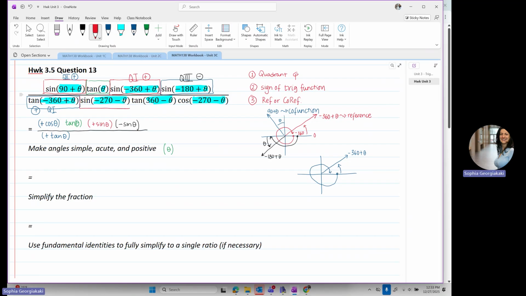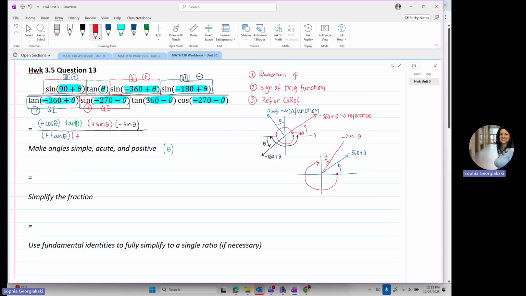Next angle is negative 270 minus theta. Negative 270, I'm going to start at 0. I'm going to go negative 270, and then I'm going to go minus theta. So it's going to be here, negative 270 minus theta. Negative 270 minus theta is in quadrant 1. The sign in quadrant 1 is positive. So this will be plus.